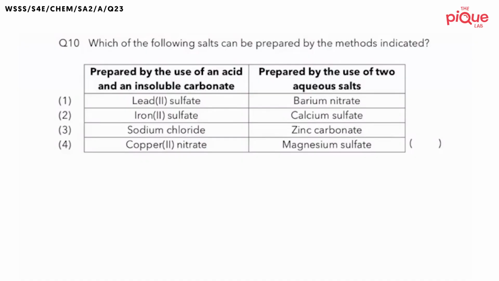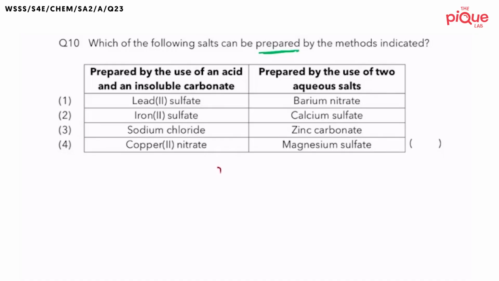It says, which of the following salts can be prepared by the methods indicated? This question is talking about salt preparation. To prepare salts, there are three main methods: precipitation, adding an excess, as well as titration. Which method should I choose? And how do I select the method? To select the method, you need to work backwards based on the salt that you are preparing.